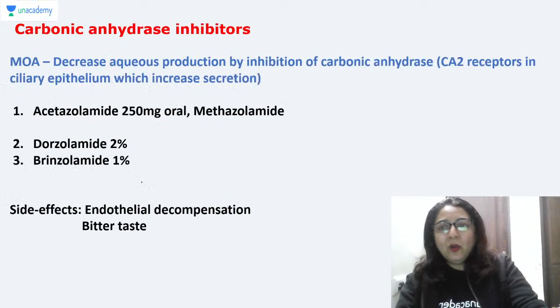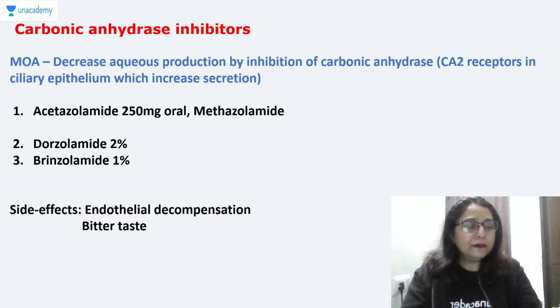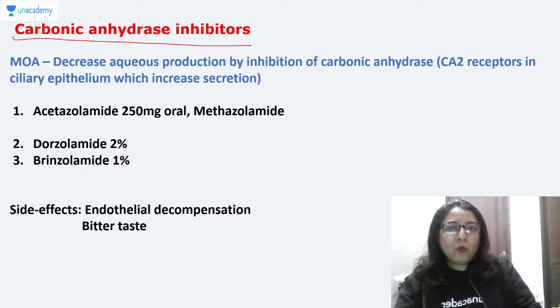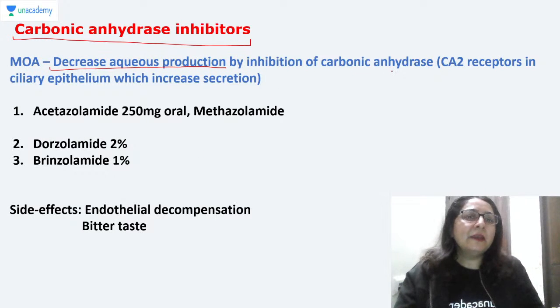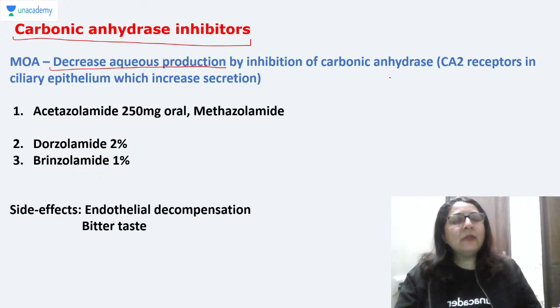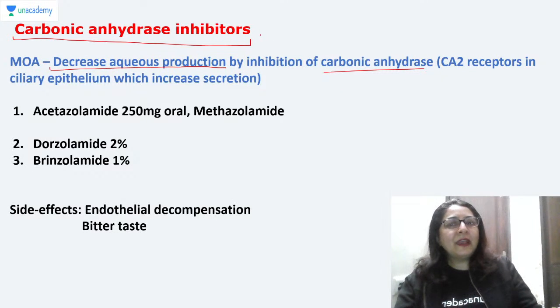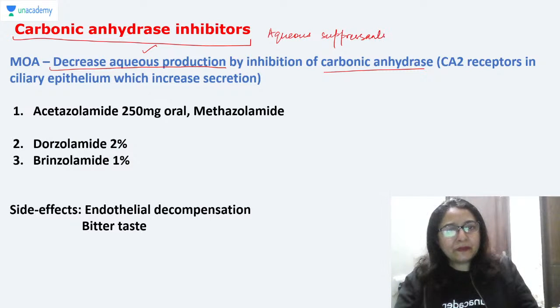Okay friends, now we move on to the fourth group of our antiglaucoma drugs, which are your carbonic anhydrase inhibitors. Carbonic anhydrase inhibitors decrease the aqueous production by inhibiting the carbonic anhydrase enzyme. This enzyme has a role in the aqueous production, so carbonic anhydrase inhibitors inhibit this enzyme, and they act as aqueous suppressants.